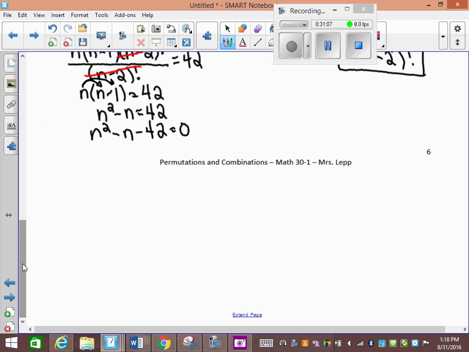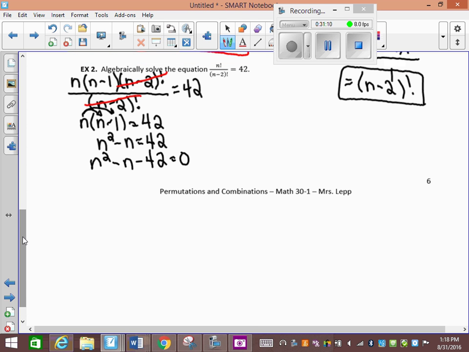How do I solve this? Grade 11, bring it back. You have to factor. You can't use the quadratic formula here, I have to factor it. So I say to myself, what times what equals 1 times negative 42, negative 42? What plus what equals the middle term, negative 1? So what multiplies to give me negative 42 and adds to give me negative 1?